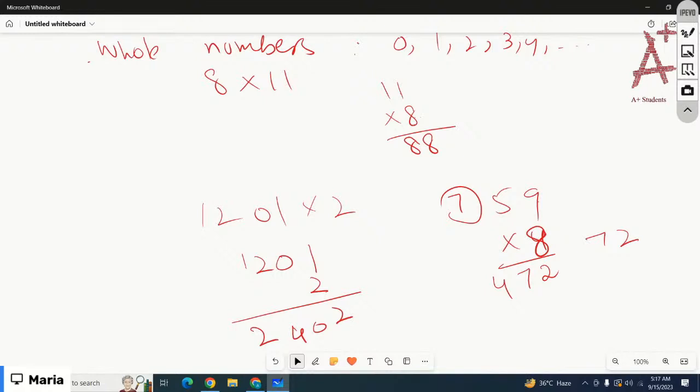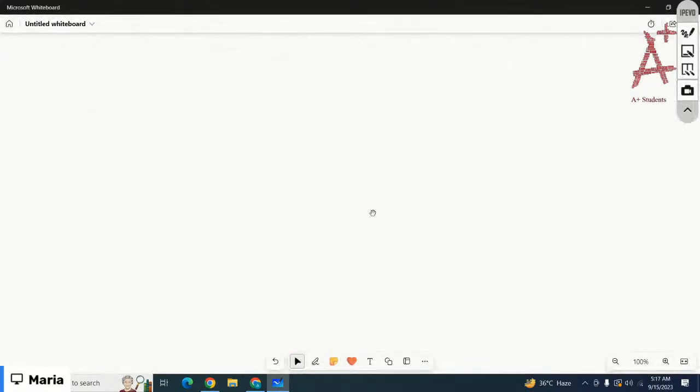Okay, the next lesson is multiplying whole numbers with 4 or more digits, right? If you have long multiplications, you have so many numbers to multiply. How do we multiply them? For example, you have the numbers 5409 times 6937, right? Here is the number you have to multiply. How do you multiply them?